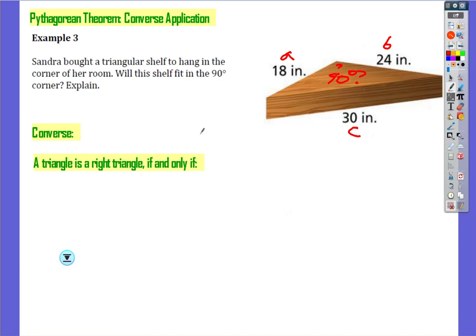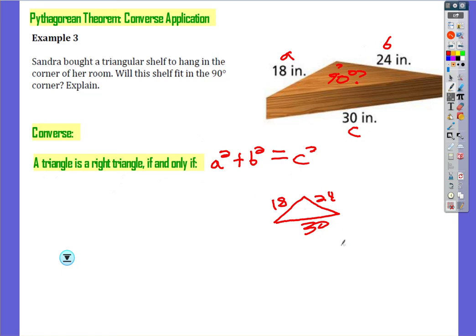So let's apply the converse then. A triangle is a right triangle if and only if A squared plus B squared equals C squared. So we're going to ask the question, in this triangle, and I can basically write it from a top-down view, we got 18, 24, and 30.